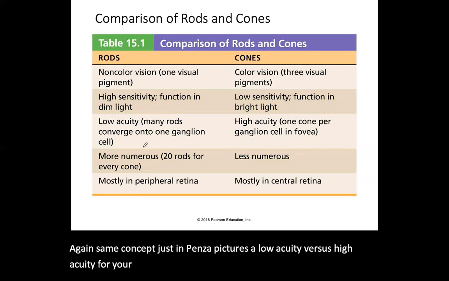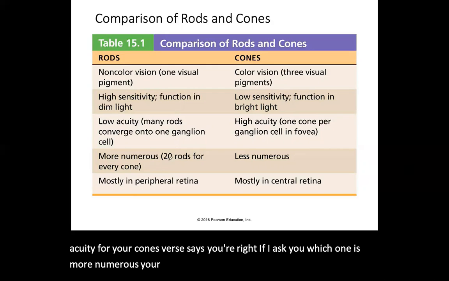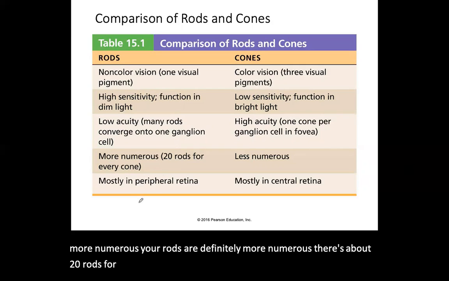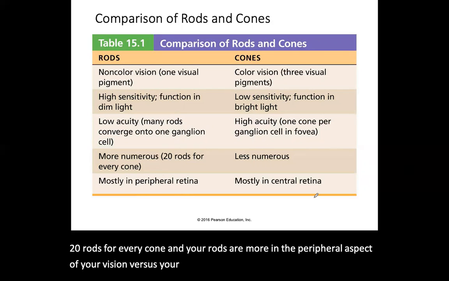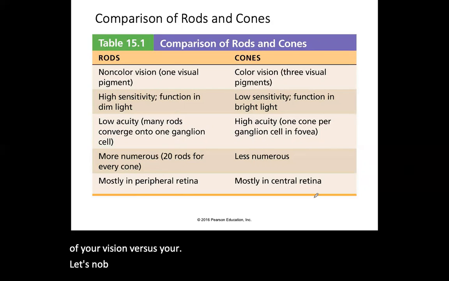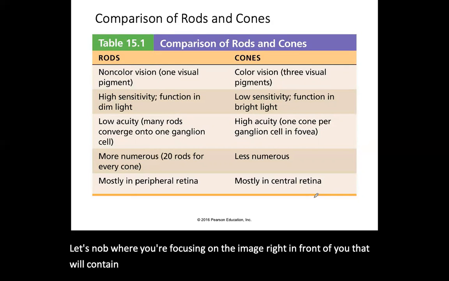If I ask you which one is more numerous, your rods are definitely more numerous. There's about 20 rods for every cone. And your rods are more in the peripheral aspect of your retina, versus where you're focusing on the image right in front of you, that will contain more cones.